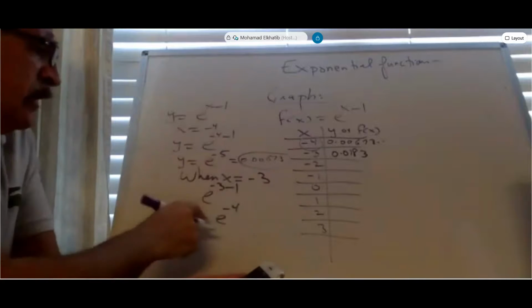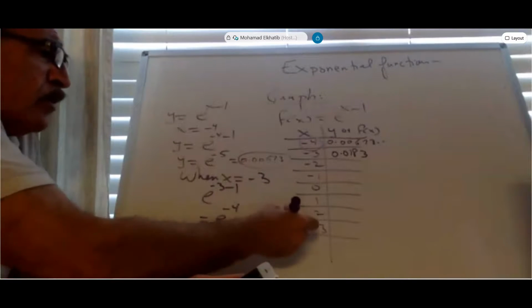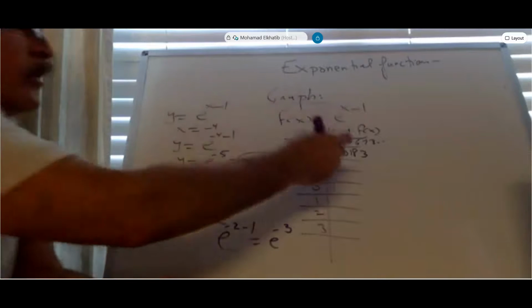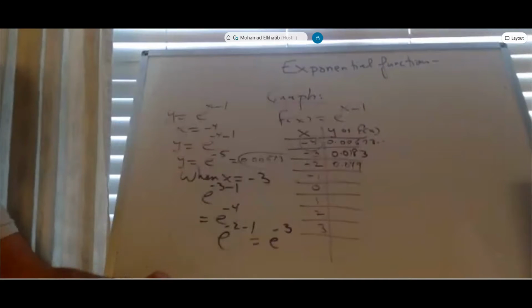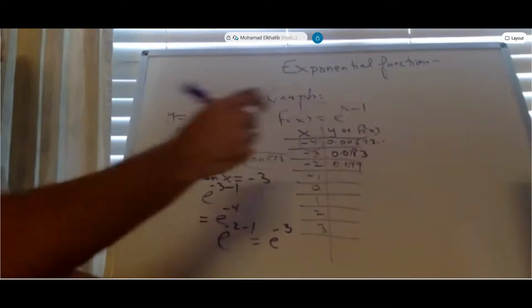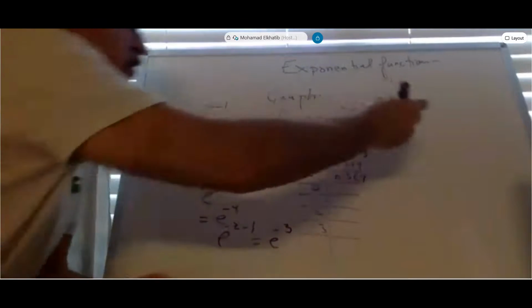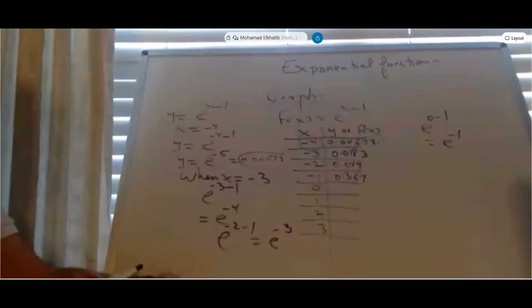All right. Now x is -2. Here's x is -2, so -2 minus 1 is -3. I need to find e to the -3. E to the -3 is 0.049. x is -1. That gives 0.3. x is 0. E to the x minus 1 is e to the -1. So I go -1, e, 0.3678.